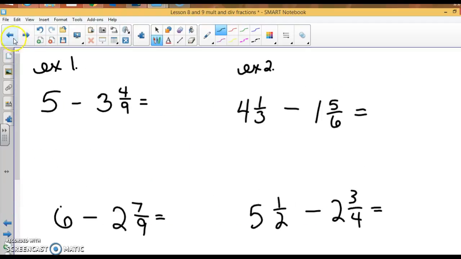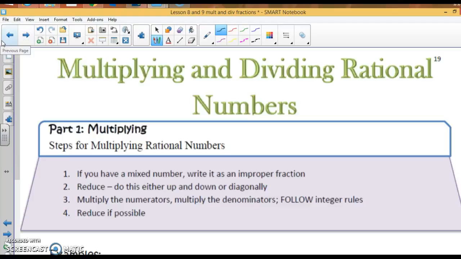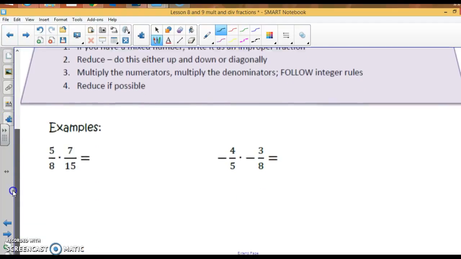Let's take a look at the notes. This is on page 16 in your note packet. We're talking about multiplying and dividing fractions and mixed numbers. Now, when you multiply fractions, I highly recommend doing any reducing that you can do right away, because it will make the problem more manageable.